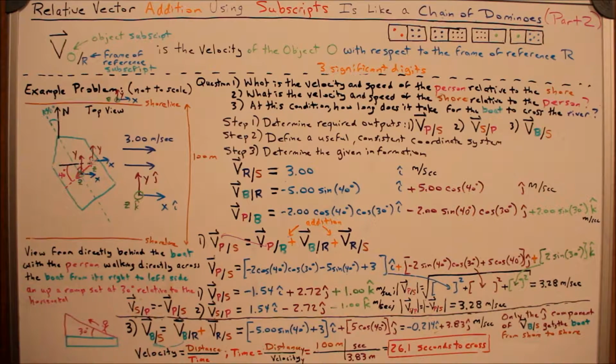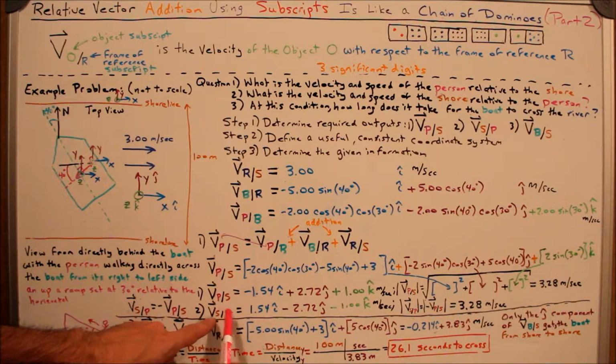Second question is, what's the velocity of the object shore with respect to frame of reference person? Well, that's just the opposite, as far as switching the objects in the frames of reference. So if I do that, that equals minus what I already have, the velocity of the object person with respect to frame of reference shore.